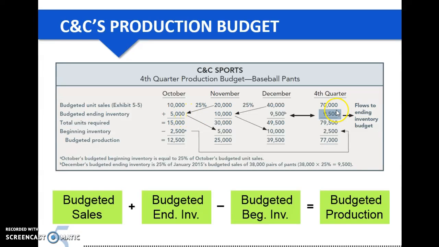just like the ending inventory for the fourth quarter, we need to have the beginning inventory for the fourth quarter. The beginning inventory for the fourth quarter must be the inventory in the beginning of the quarter, because it's a beginning inventory. So the beginning inventory for October is 2,500, and that is the beginning inventory for the fourth quarter. So for ending inventory, you have to look at the ending inventory of December, which is the last month of the quarter. For beginning inventory, you have to look at the beginning inventory of the first month of the quarter, which is 2,500. Now this is your production budget.